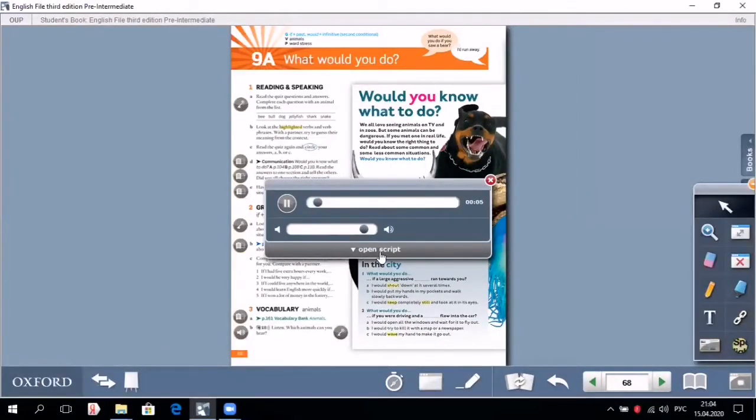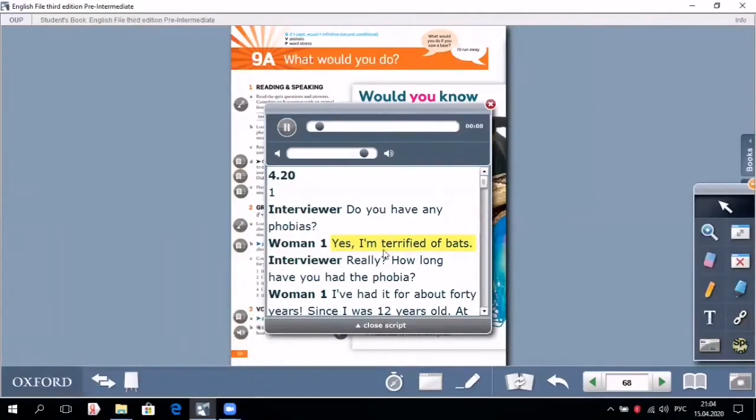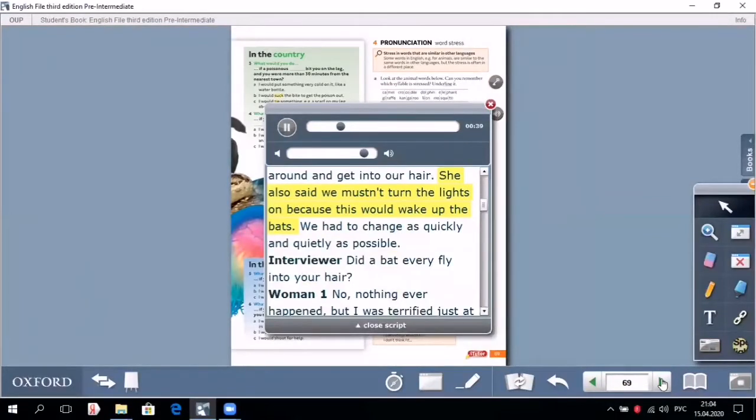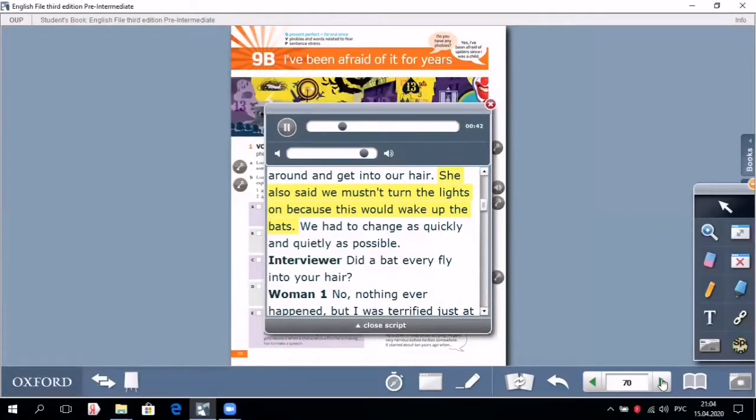Do you have any phobias? Yes. I'm terrified of bats. Really? How long have you had the phobia? I've had it for about 40 years. Since I was 12 years old. At my school, we had a swimming pool, and the changing rooms were in an old building near the pool. On the first day at school, our teacher told us that there were bats in there, and that we shouldn't move around too much as they might start flying around and get into our hair. She also said we mustn't turn the lights on because this would wake up the bats. We had to change as quickly and quietly as possible.